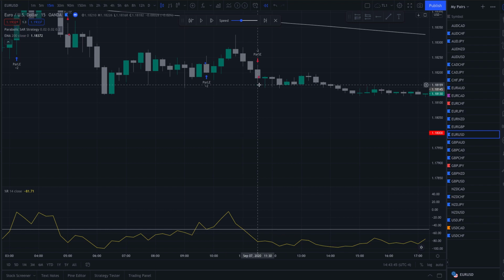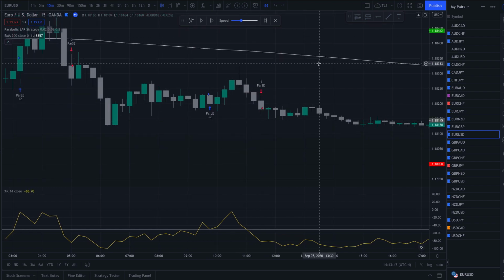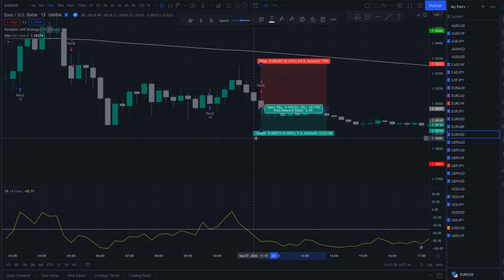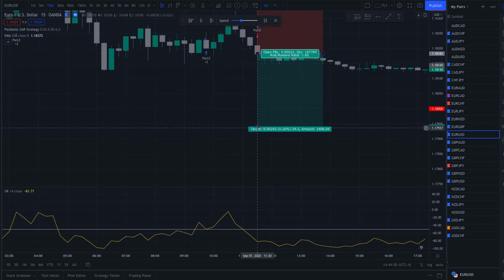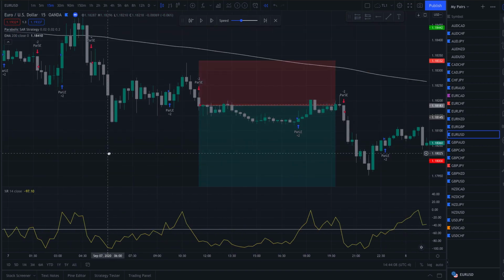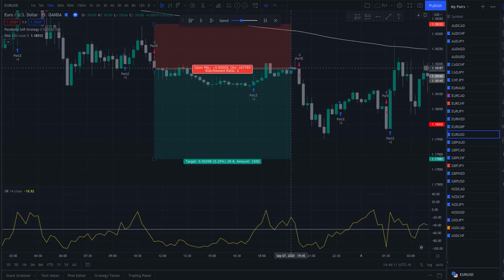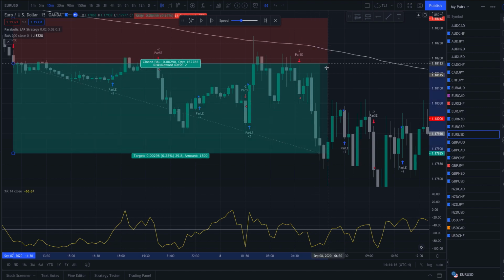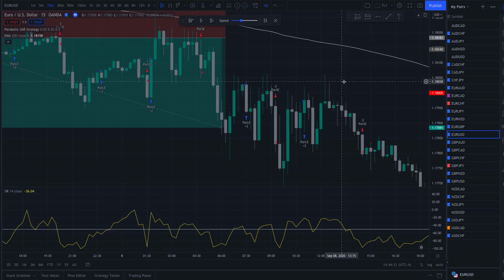So we have a setup right here. We have price under the 200 EMA, Parabolic SAR Strategy sell signal, and the Williams percentage under the 50 line. So this is our trigger candle, stop above the previous swing high, targeting 2 to 1. And let's see how this plays out. And we are a winner. So now it's time to do what we do.